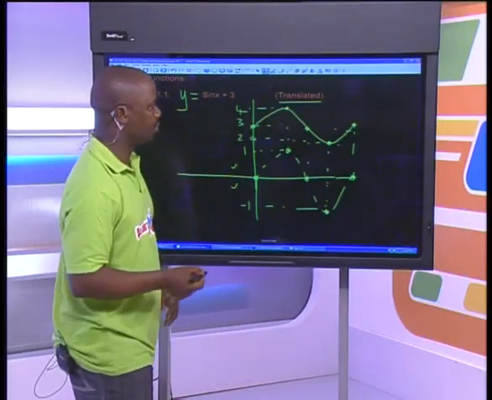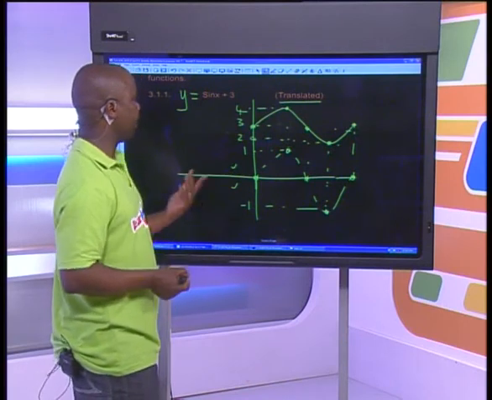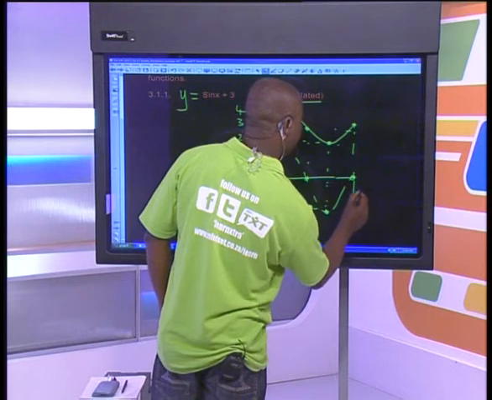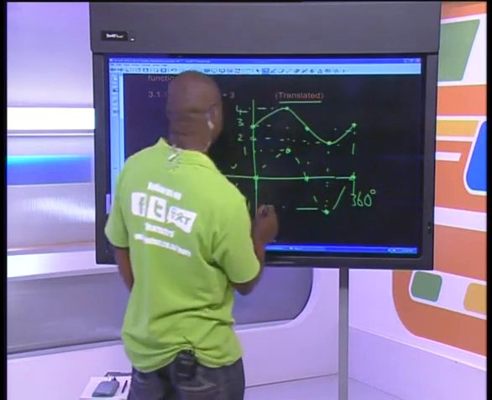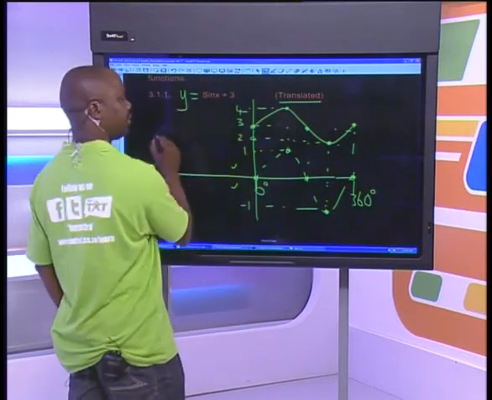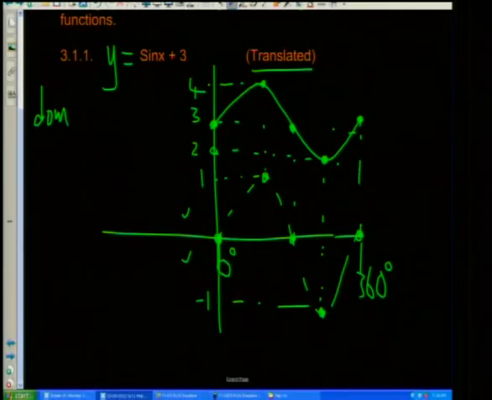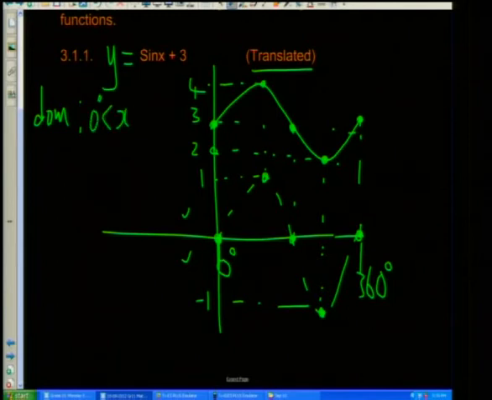Sometimes you'll be asked to state the domain and range. In this case, we didn't specify, but we have drawn it up to 360 degrees, 0 degrees to 360. The domain is x from 0 degrees to 360 degrees.